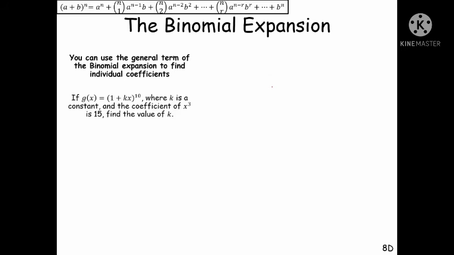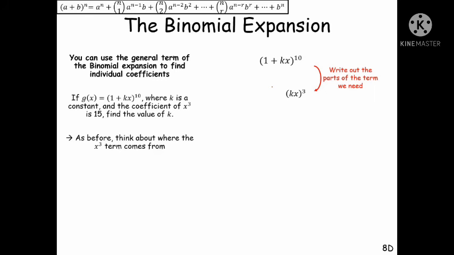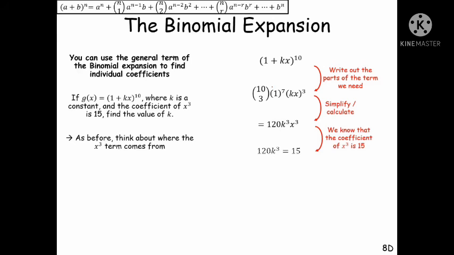So more tricky then. If g of x is (1 plus kx) to the 10, where k is a constant, and the coefficient of x cubed is 15, find the value of k. As before, think about where the x cubed comes from. So I've got (1 plus kx) to the 10. We need to write out what we need, so we get 10 choose 3 of 1 to the 7 times (kx) all cubed. I get 120k cubed x cubed, and we know that's equal to 15, so divide by the 120, I get k cubed is an eighth. Cube root, I get k is a half.